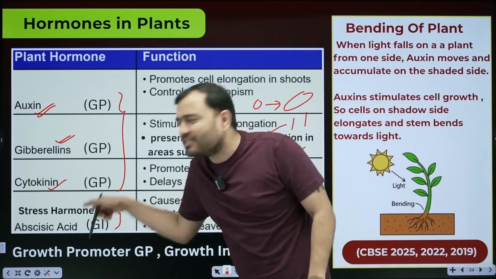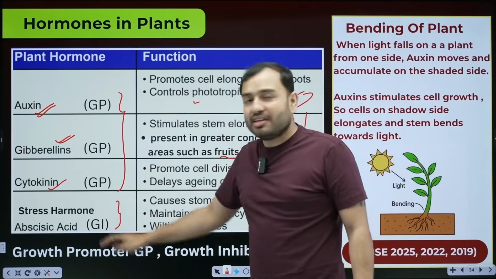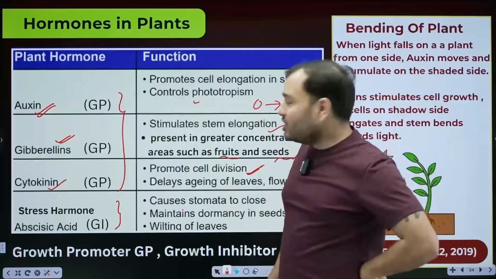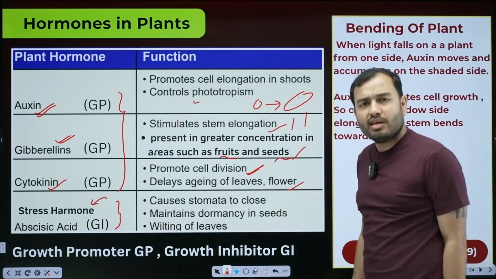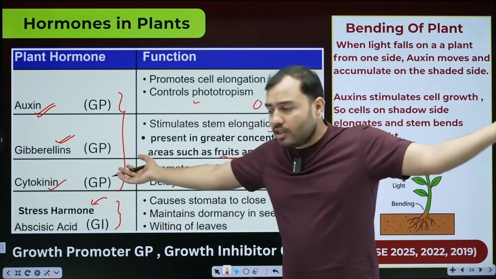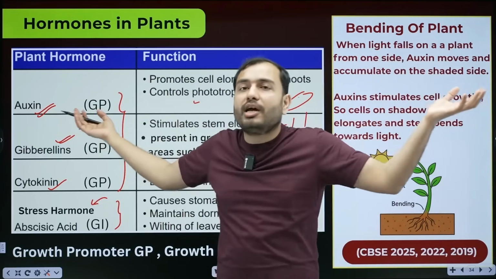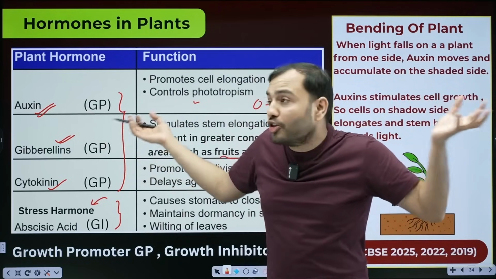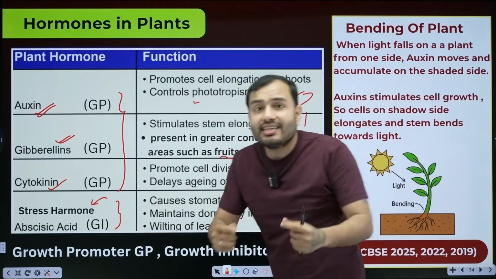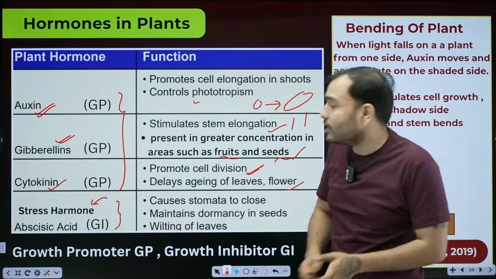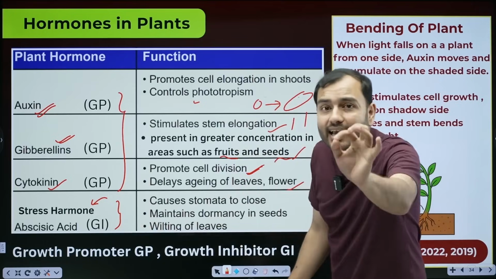There is one more hormone, abscisic acid. This is a growth inhibitor. It doesn't let the plant grow. That's why it is also called the stress hormone. It is released in stress. Plants also get stressed. Suppose the plant has some problem, it's not getting proper food and water, not getting sunlight. So what will the plant do? It will stop the growth. If you don't get food and water, you will only perform essential functions. So at that time, abscisic acid is released. This hormone, which is a growth inhibitor, is released.